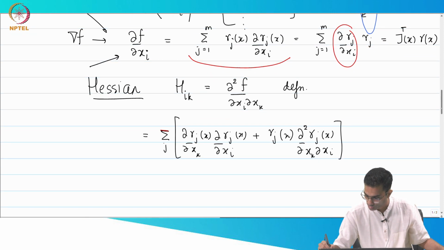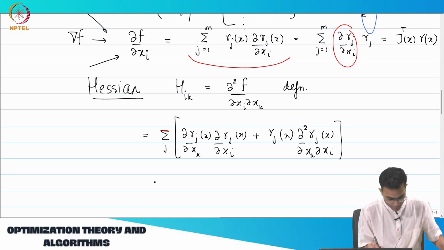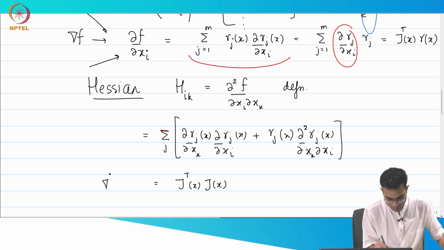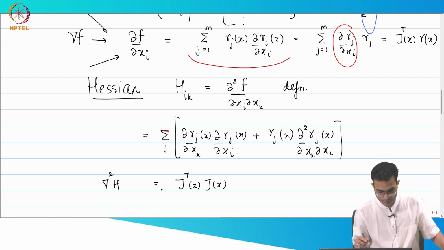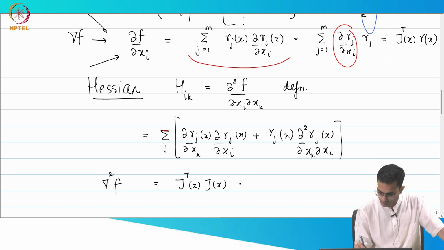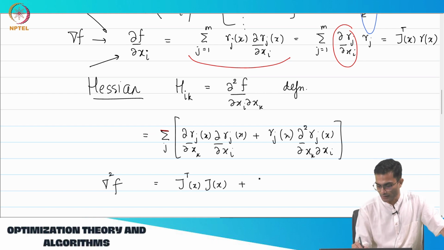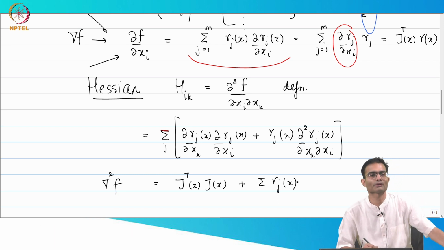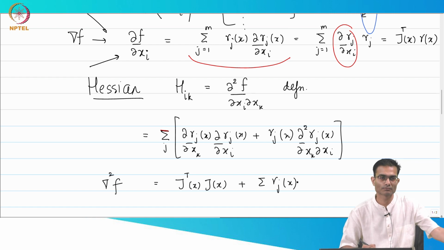So, nothing very great over here. I'm going to give you the final answer. This is simply J transpose(x) times J(x). This is the first term. The second term is just going to be, I'm just going to write it like this, r_j(x) times, and the second term, what would you call it? This is the Hessian of r_j, right?